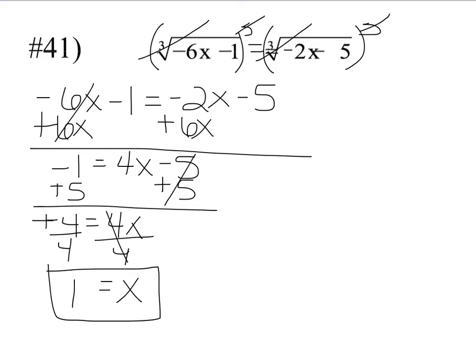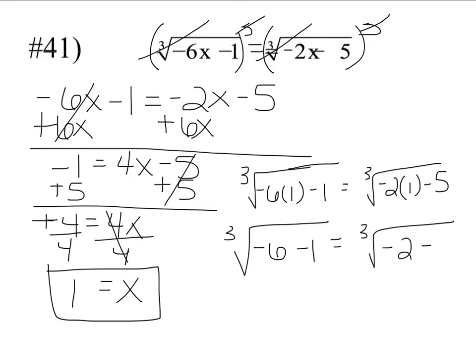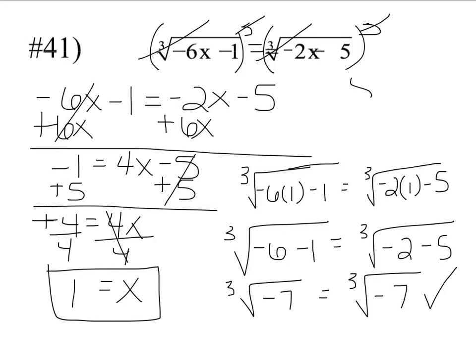Okay, let's plug it back in and see if it works. Cube root of -6 times 1 minus 1 is equal to the cube root of -2 times 1 minus 5. -6 times 1 is -6 minus 1, and -2 times 1 is -2 minus 5. Cube root of -7 and cube root of -7 are the same, so we know that x equals 1 is a good answer.